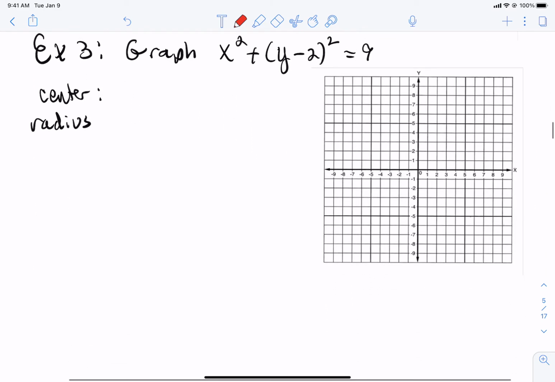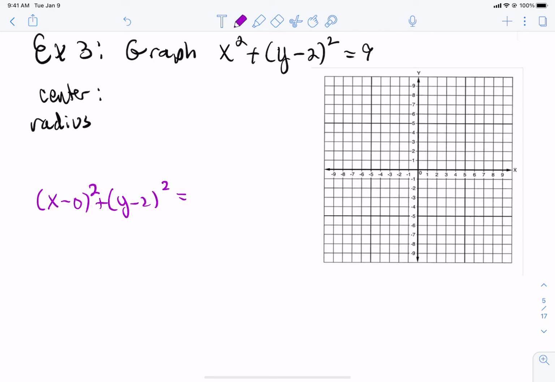It says to graph x squared plus y minus 2 squared equals 9. Now, you might want to think about rewriting this. So you could rewrite it as x minus 0 squared plus y minus 2 squared equals 3 squared. Now, you don't have to, but it's helpful because then we see our h, we see our k, and we see our r all together.